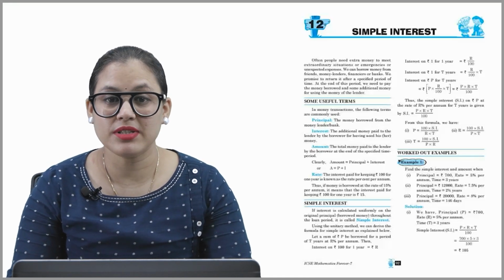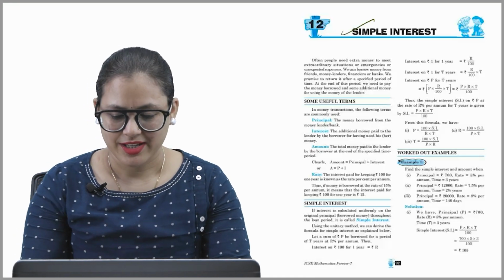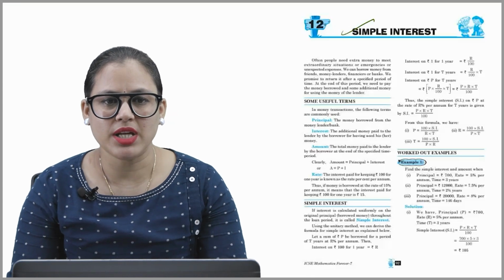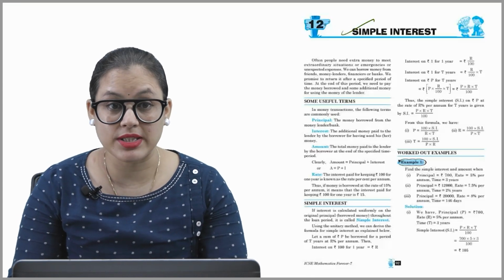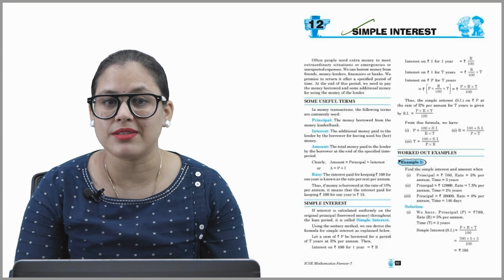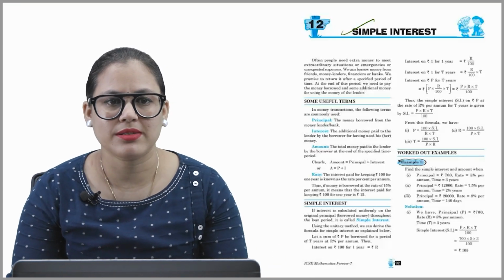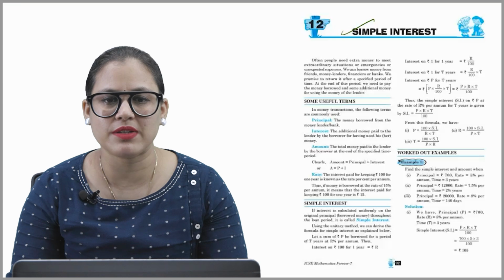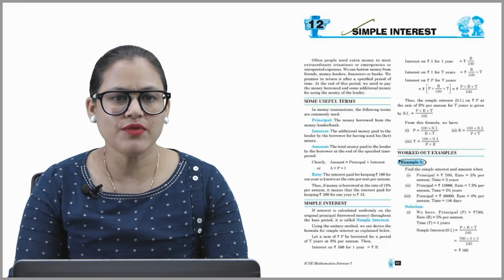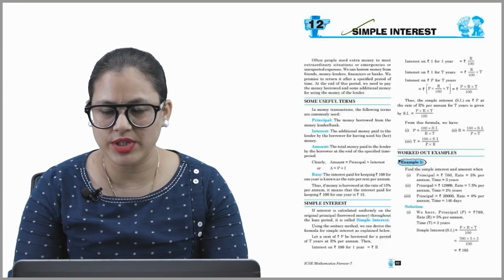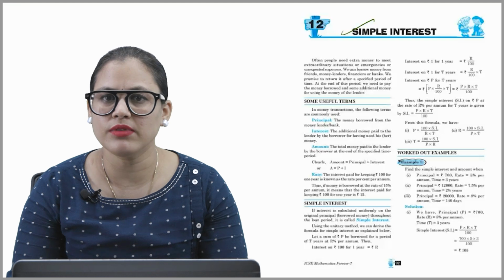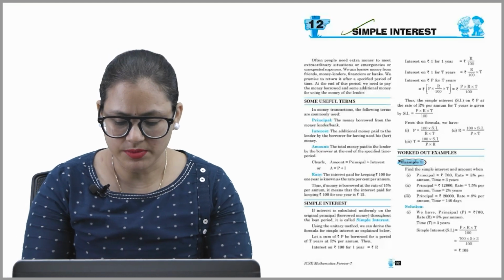Let's start today's chapter, simple interest. Often people need extra money to meet extraordinary situations or emergencies or unexpected expenses. We can borrow money from friends, money lenders, financiers or banks. We promise to return it after a specified period of time. At the end of this period, we need to pay the money borrowed and some additional money for using the money of the lender.